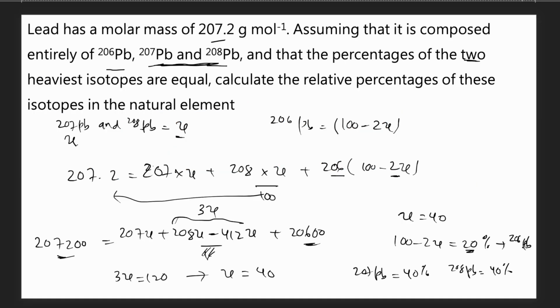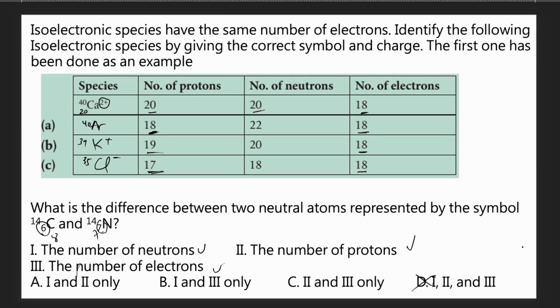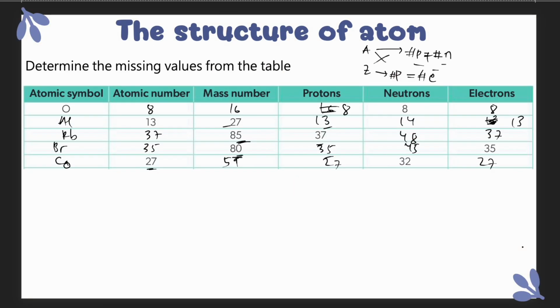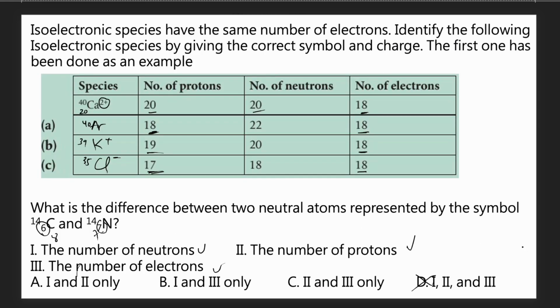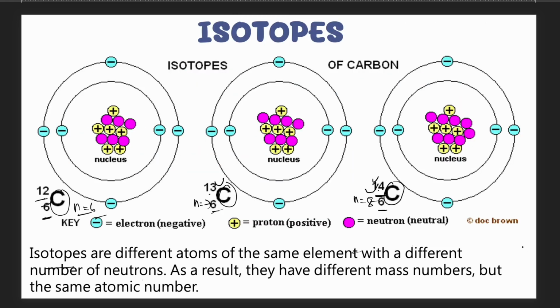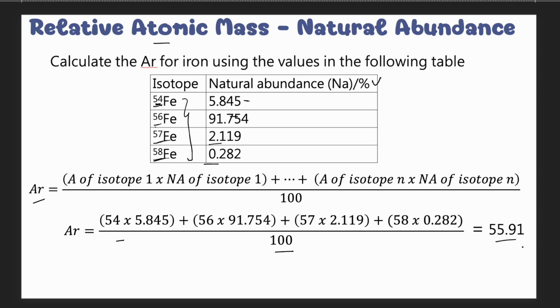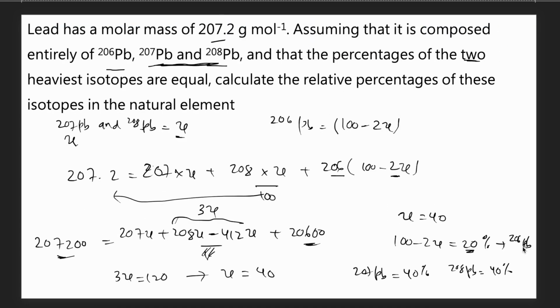All right, so that's all for the explanation. We talked about the structure of the atom, like calculating the subatomic particles, protons, neutrons, electrons, for both neutral atoms and ions. We also talked about isotopes and their properties, and then the relative atomic mass and natural abundance. Okay, so that's all for the video today.